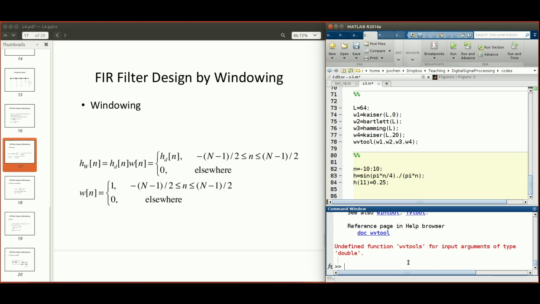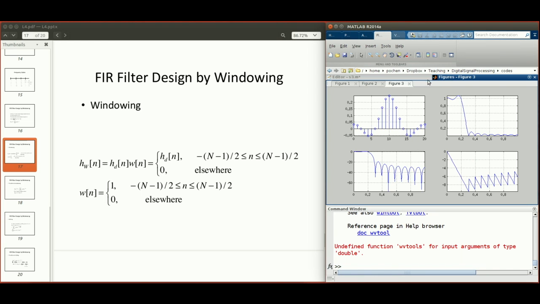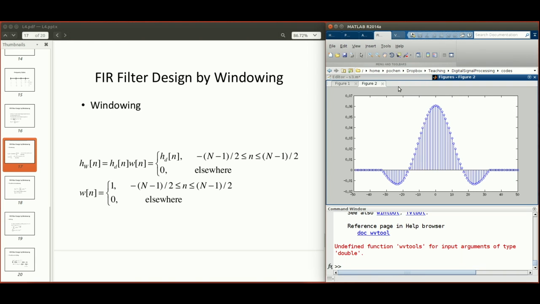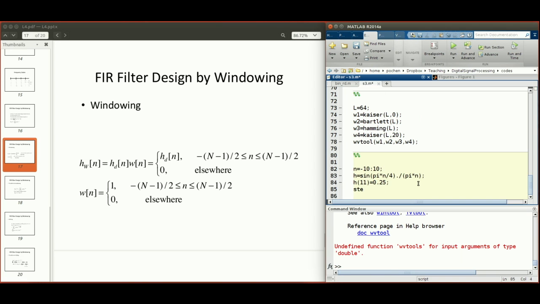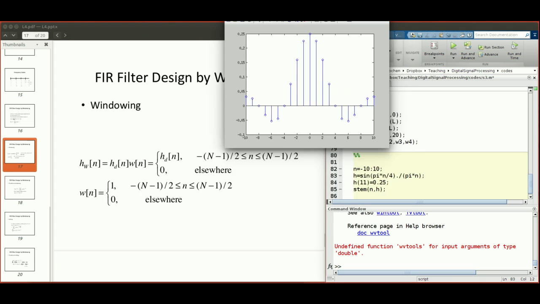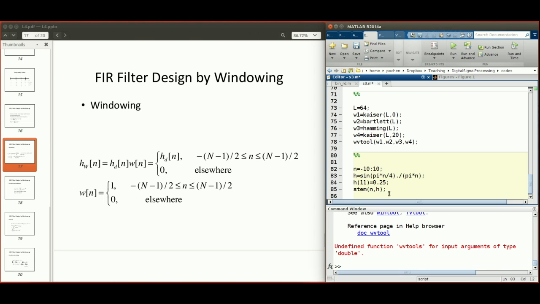If we want to look at this particular function, we can make a plot of it. Let's just do a stem of n, h. So that's a portion of the sinc function, from -10 to +10.